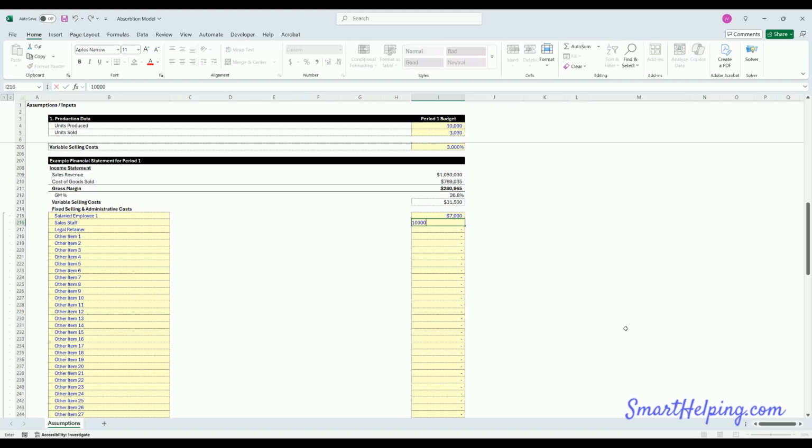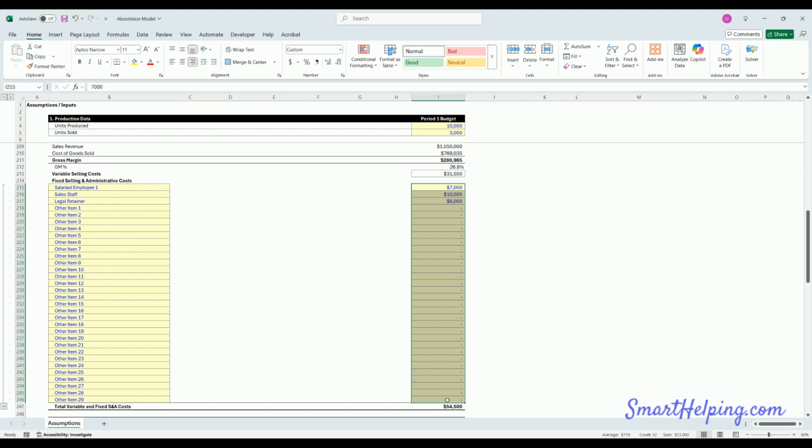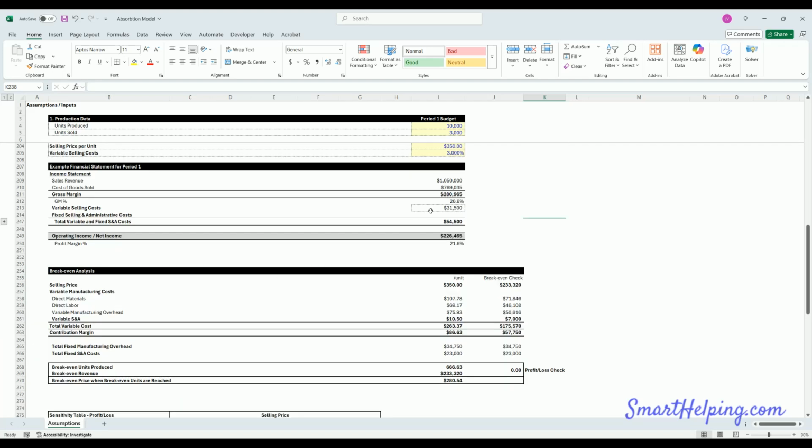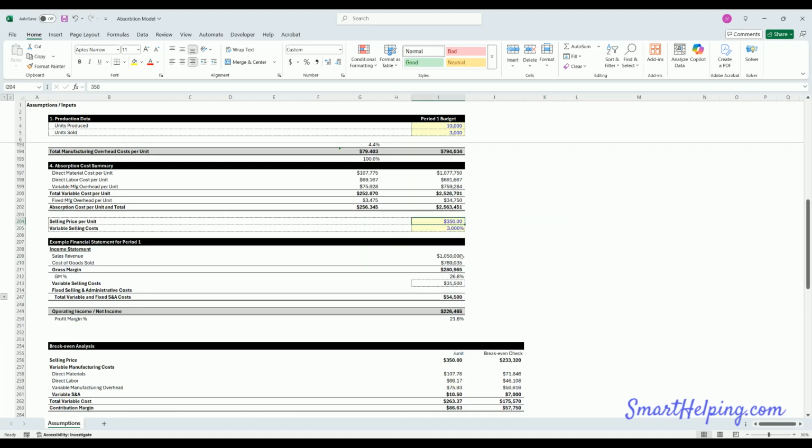10,000 for this. 6,000 here. And so on down the line. I just try to put a lot of slots so you guys have plenty of room to put stuff in. There are 32 of them here. Okay, I'll minimize this. So now what do we have? Well, at $350 a unit, we produce 10,000. Let's say we only sold 3,000 units for now.